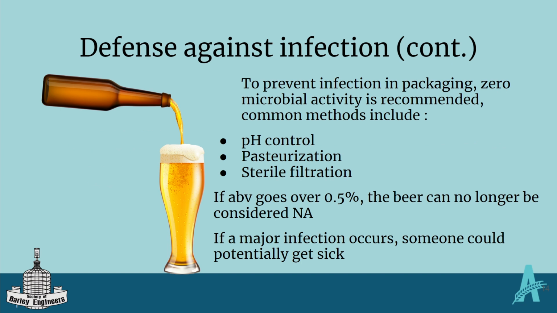So, going all the way down to packaging, whether you bottle, can, whatever, you really want to have zero microbial activity. Zero. You don't want one cell, you don't want two cells, you don't want half a cell. pH control is a huge one. That is a given; you're going to have to do pH control no matter what. Then there's pasteurization and sterile filtration. Those kind of go together, and we'll talk about those as well.